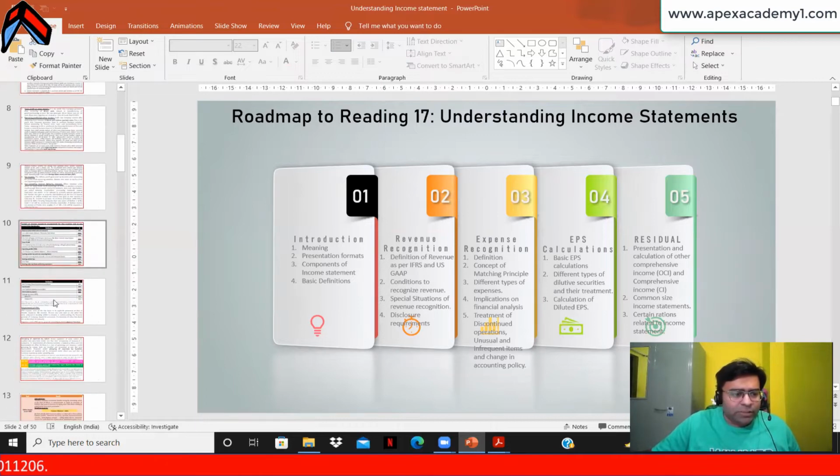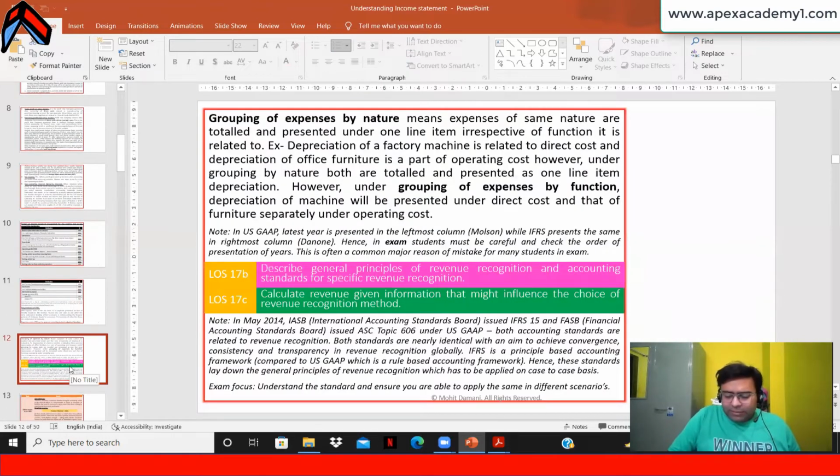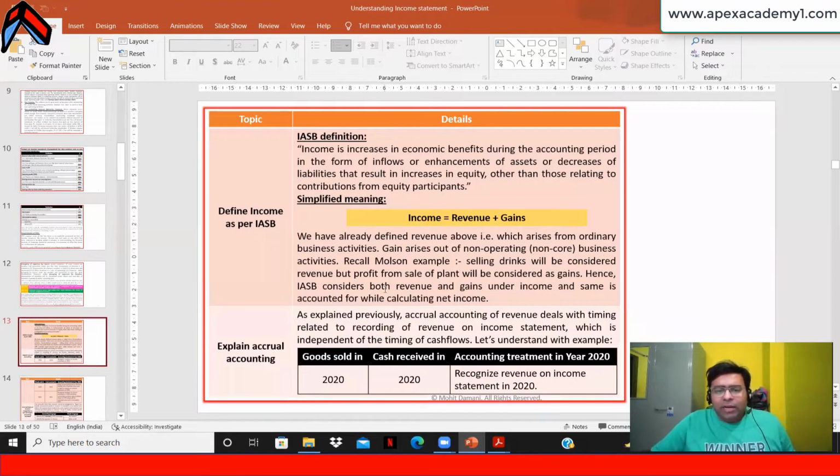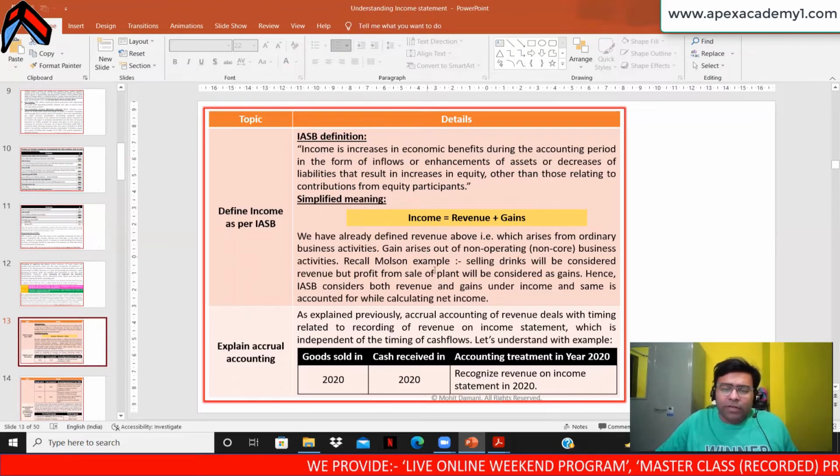The revenue recognition concept has been simplified. They say how revenue is recognized. Revenue means income. Income is equal to revenue plus gains, basically. So what is the definition of income? Anything which is revenue is normal business. Gain is when you sell or enhance an asset or decrease a liability, and during that period you incur a gain. Both will come under the definition of income.